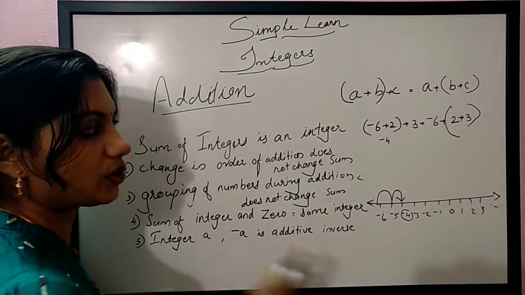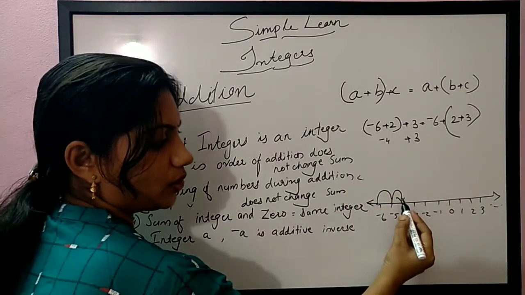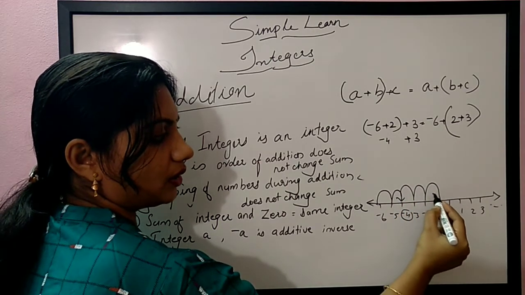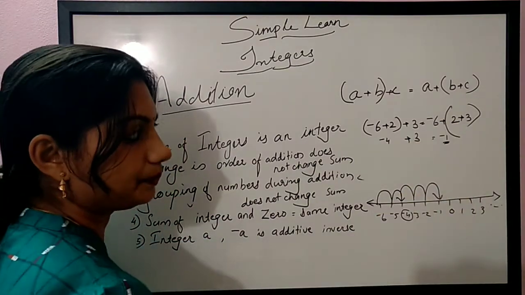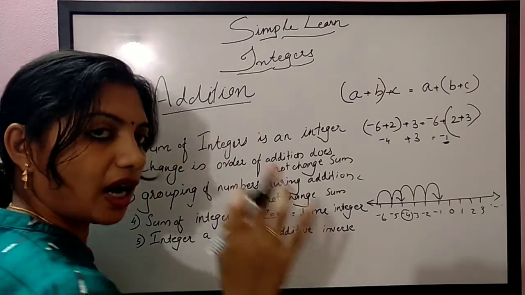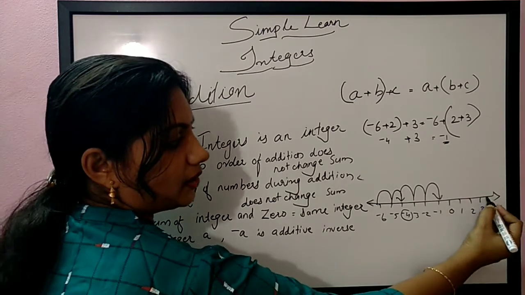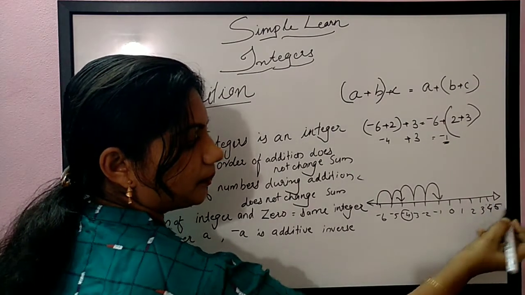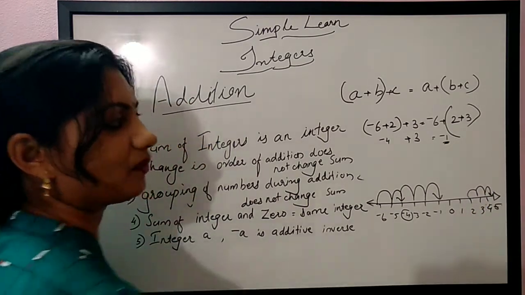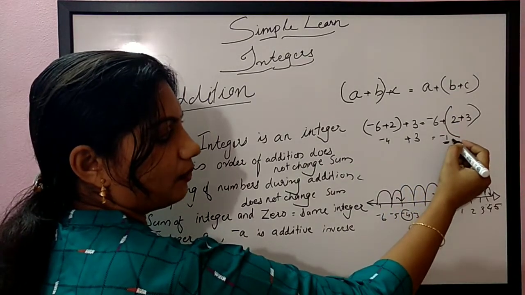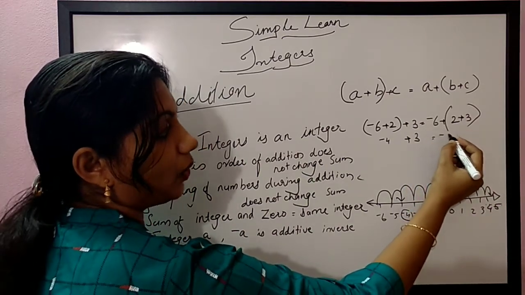The answer of negative 6 plus 2 is negative 4 plus 3. Right? So negative 4, I should jump 3 times right. 1, 2, 3. What is the answer? Negative 1. Now let's look at this. Negative 6, I am keeping it there. 2 plus 3. Right? 2 plus 3. So I should extend here. 2 plus 3. 1, 2, 3. It is 5. Right? 2 plus 3 is 5.